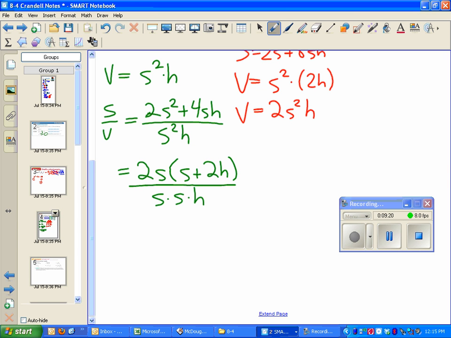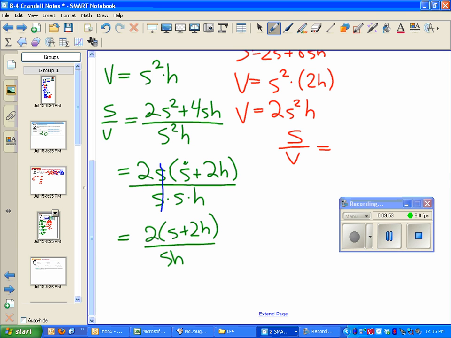So just rewrite that to make it easier. But I can't cancel out this S because that's a term that has a plus sign by it. But I can factor out these 2 S's. Right? So the surface area to volume is going to be 2 times S plus 2H over SH. Okay, so now let's calculate the ratio for the new tin.